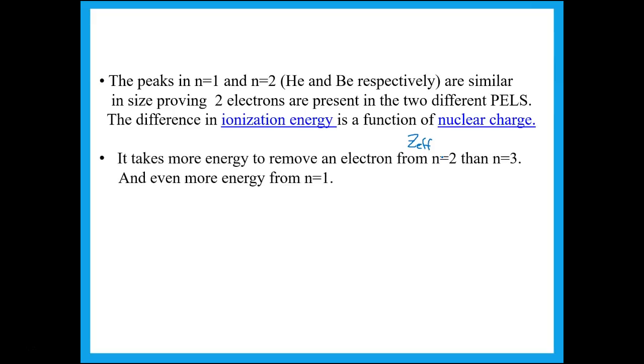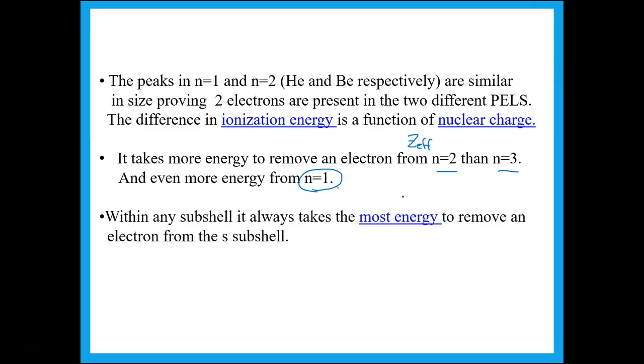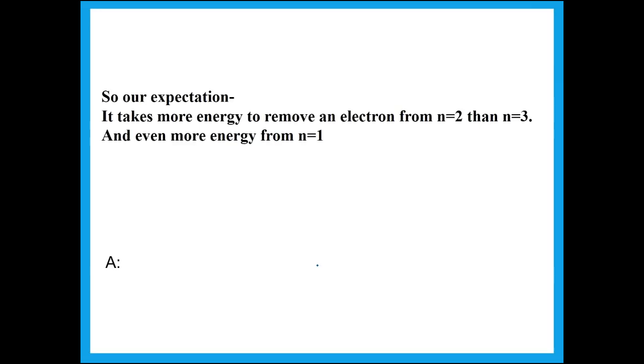It takes more energy to remove electrons from n equals 1 than it does from n equals 2 or 3, because these are closer to the nucleus. Closer to the nucleus means there's more nuclear charge pulling on them. And finally, within any subshell, it takes the most energy to remove an electron from the s subshell, or the core. I want you to remember it as the core. s's will take more than p's and d's and f's, but remember core electrons take more energy. So it's our expectation that it takes more energy to remove an electron from n equals 2 than n equals 3, and even more from n equals 1.